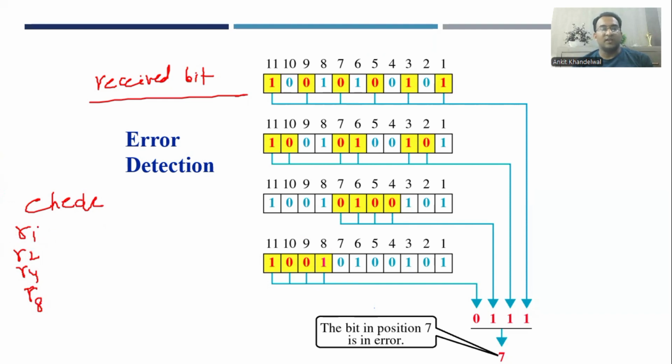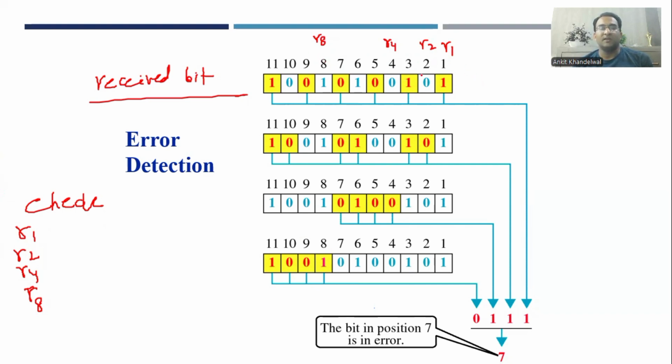So how to check it? Because we know the position of R1 is at position number 1 of the received message. The value of R2 is at position number 2 of the received message. The value of R4 is at position number 4 of the received message, and the value of R8 is at position 8 of the received message.